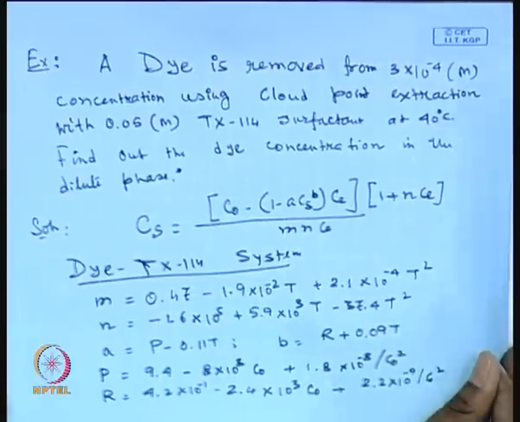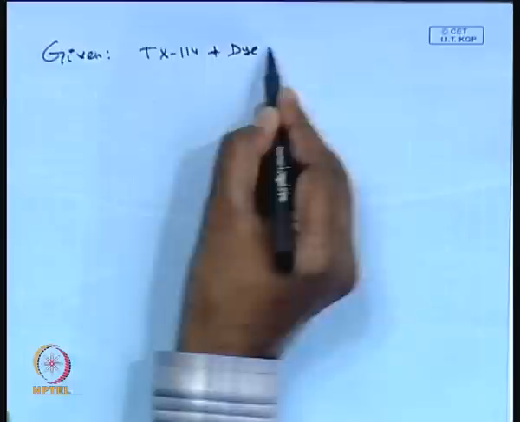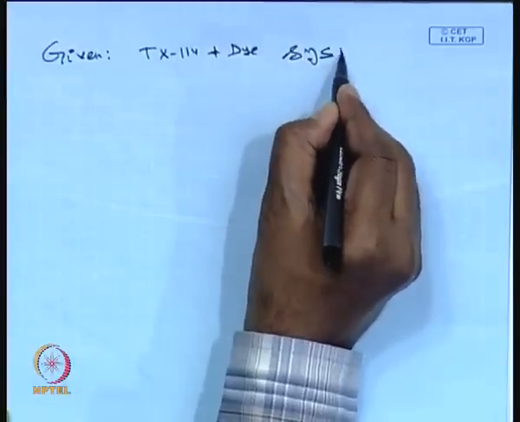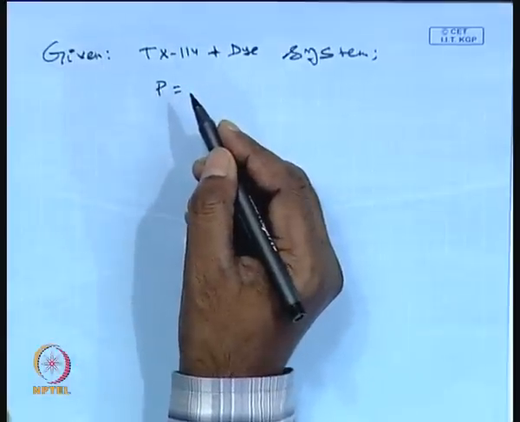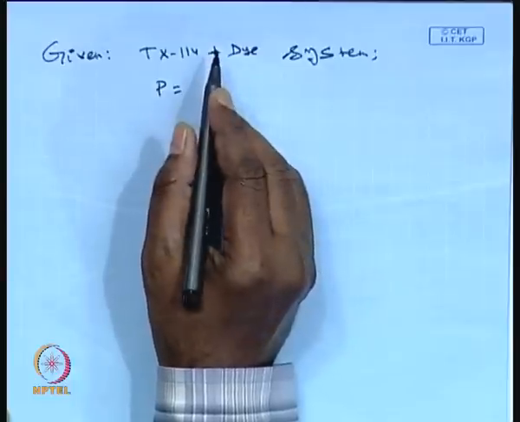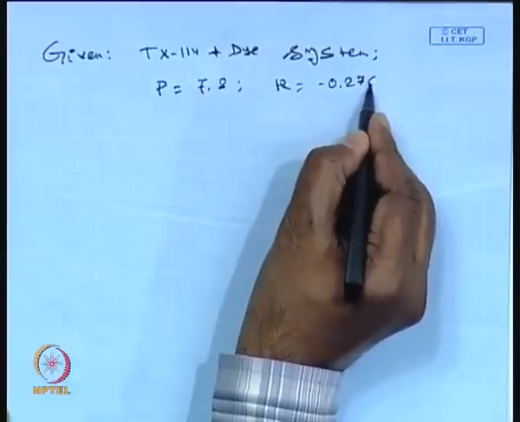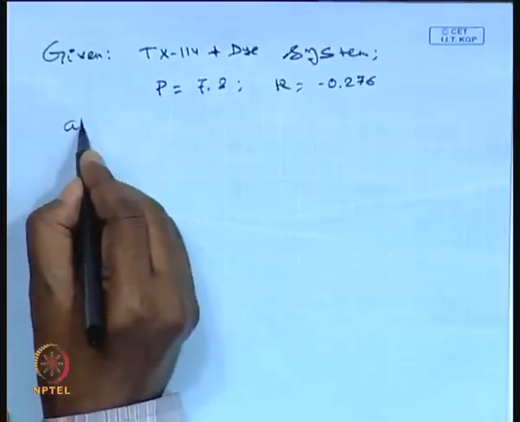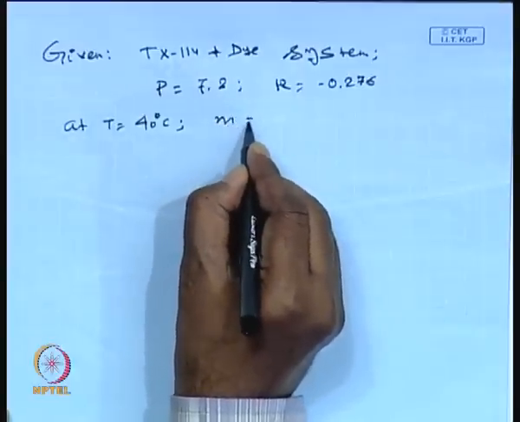Now, knowing these relations, let us proceed for the solution. For this TX 114 and dye system, the value of P can be evaluated if you put the value of C naught as 3 into 10 to the minus 4 molar in the relations. P turns out to be 7.2 and R turns out to be minus 0.276. Then at temperature 40 degrees centigrade, the values of M and N are given by the expressions.